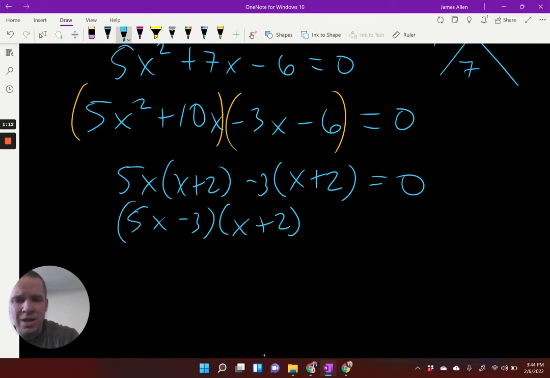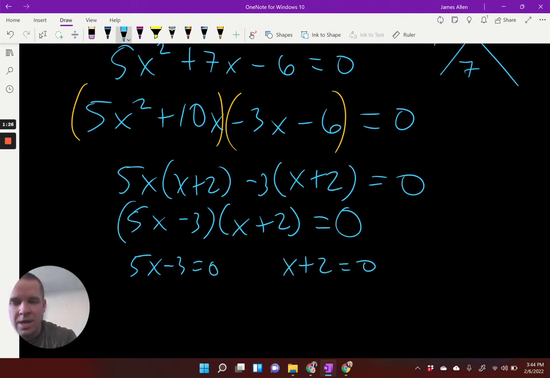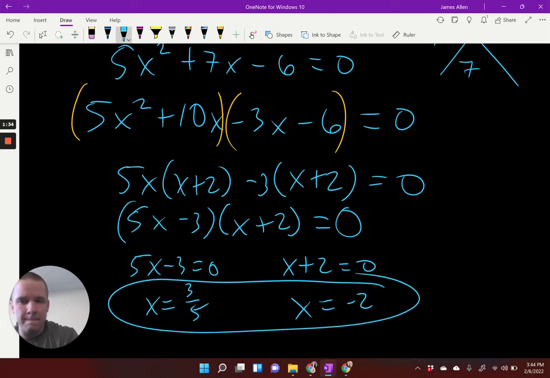Whether you do 5x minus 3 times x plus 2 or x plus 2 times 5x minus 3, it does not matter. Multiplication is commutative. I'm going to set them both equal to 0 anyways and get my solution. So I'll have 5x minus 3 equals 0, x plus 2 equals 0, and I'll have x equals, whoa, I got excited. I started writing my 3 over 5, and x equals negative 2. Boom. Boom diggity. That's what I'm talking about.